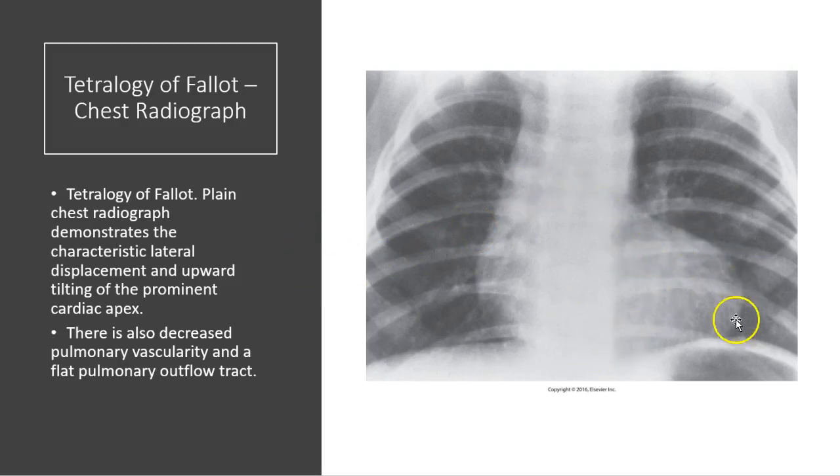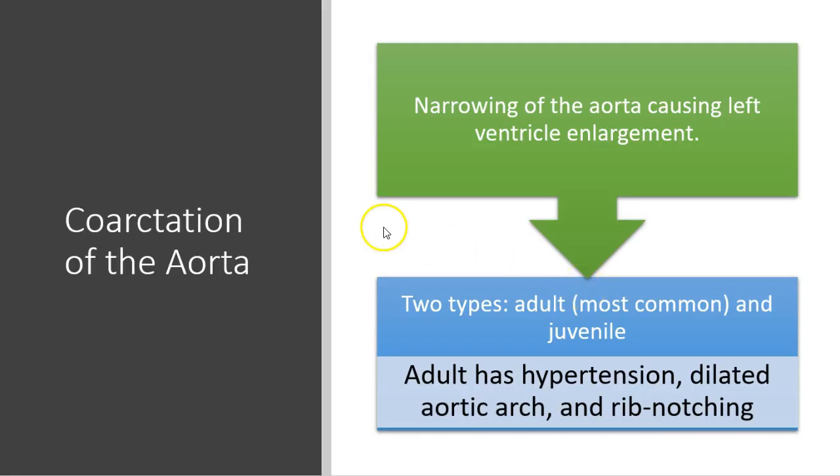Here's a plain chest radiograph, so the shoe. They say this is supposed to look like a shoe. All right, so coarctation of the aorta. It's narrowing of the aorta, causing a left ventricular enlargement.